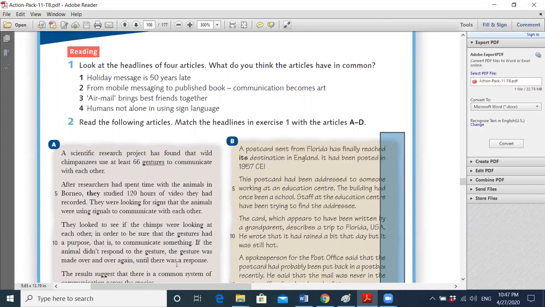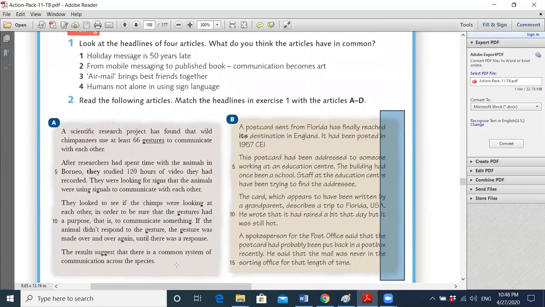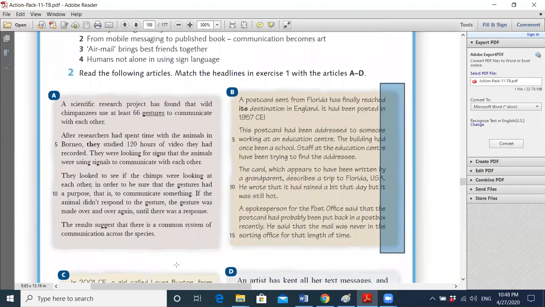So what is in common between all of these headlines? One talks about messages, one talks about messages in books, one talks about airmail, and one talks about sign language. I think it is very clear that the 4 headlines have language or communication as the main idea that is in all of these headlines. Communication through message, communication through book, communication through mail, or communication through sign language. All of these are forms of communication. Let's start with the first article, paragraph A, and let's see which headline goes with paragraph A.